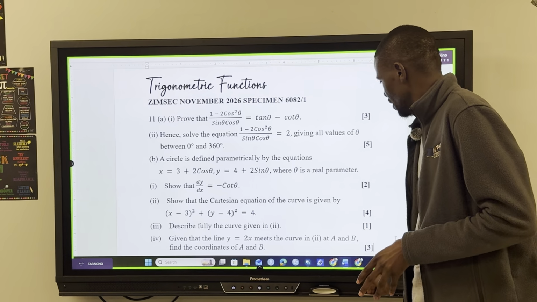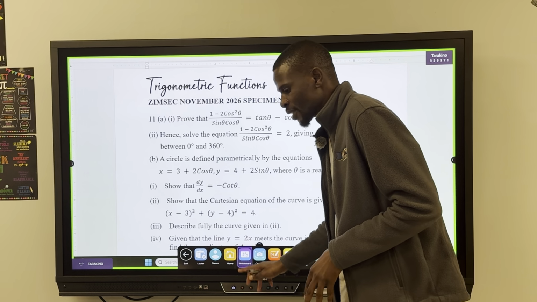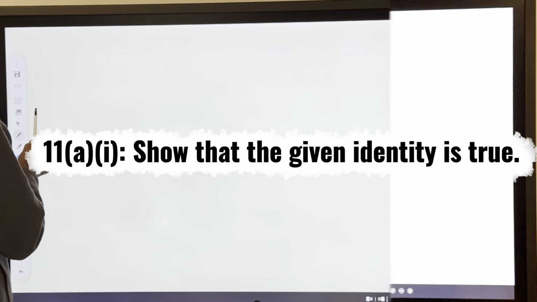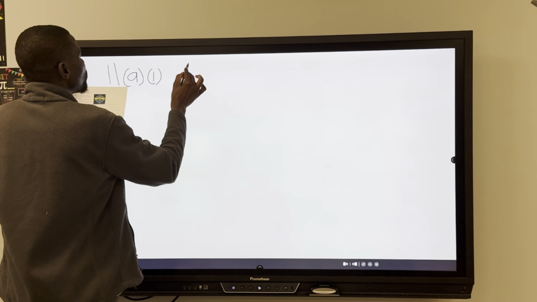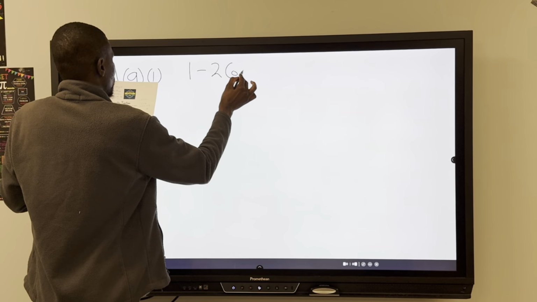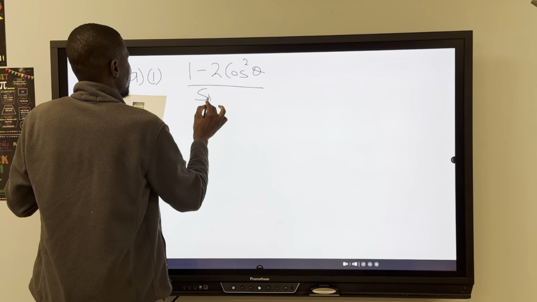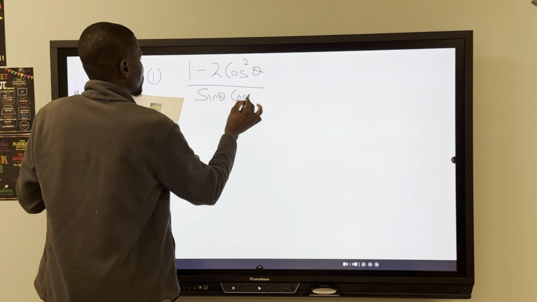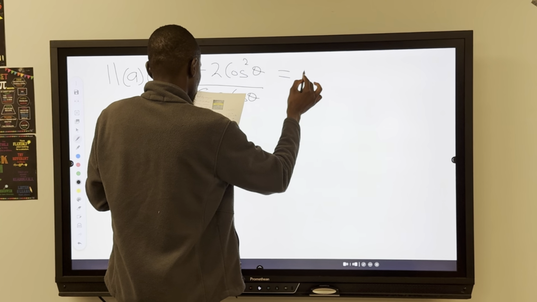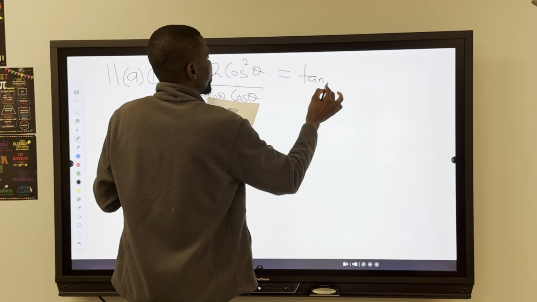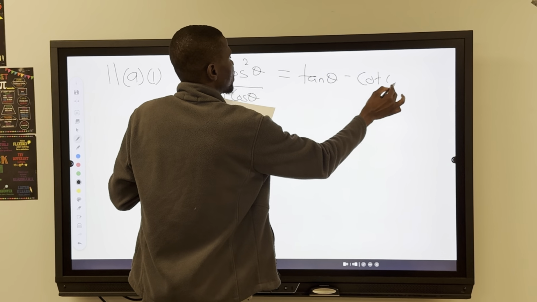Okay, so let's get the ball rolling, guys. All right, so we are going to start with the identity. So this is number 11. On number 11a, item 1, the identity, we need to prove that (1 minus 2 cos squared theta) over (sine theta cos theta) is equal to tan theta minus cot theta.